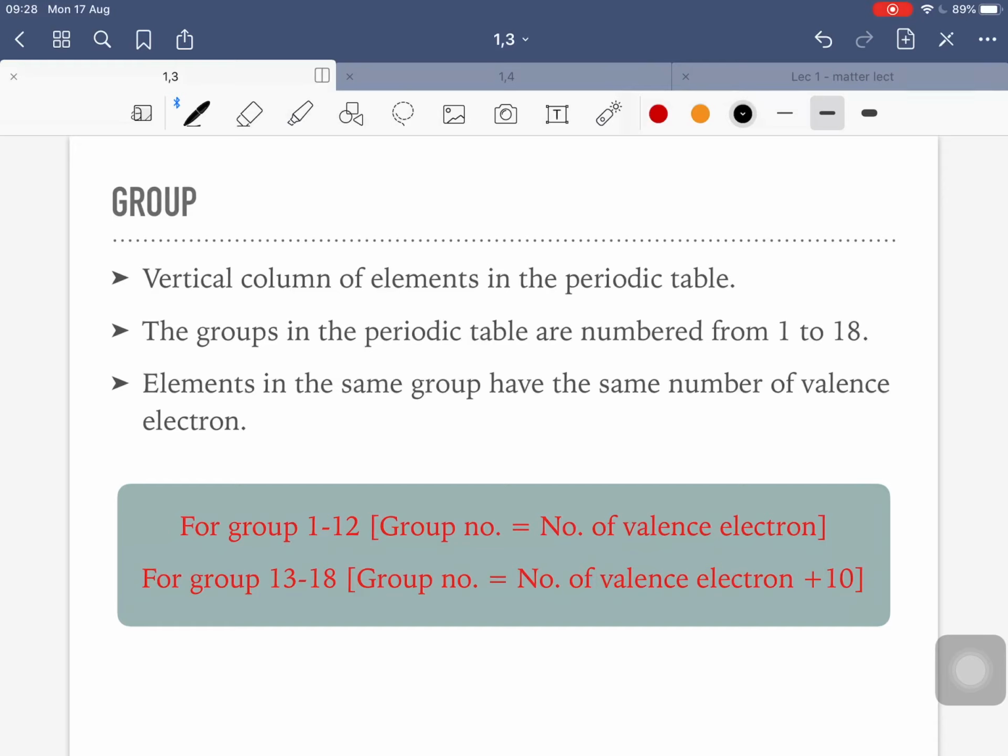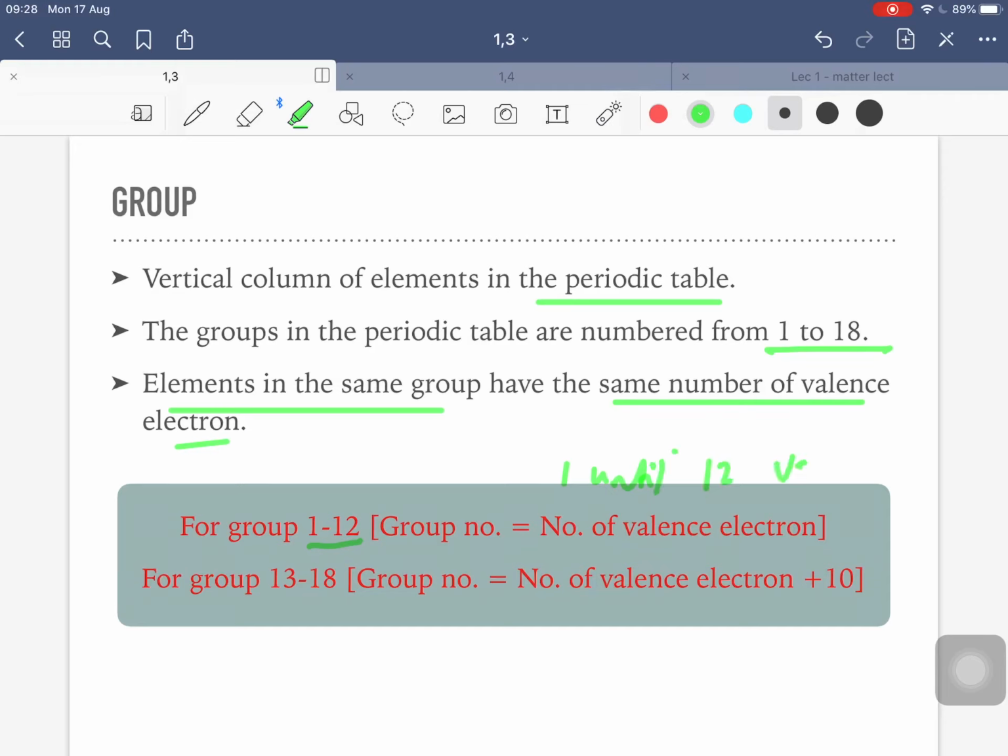Now let's go to the groups of the periodic table. A group is a vertical column in the periodic table, and groups are numbered from 1 to 18. Elements in the same group have the same number of valence electrons. So if you are in groups 1 to 12, you have respectively 1 until 12 valence electrons. Group 3 has 3 valence electrons, and so on.